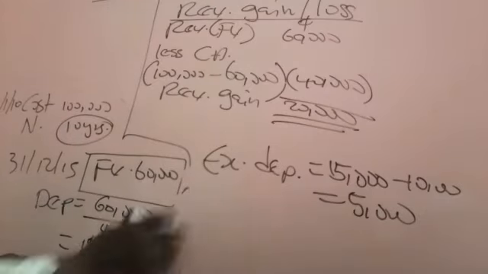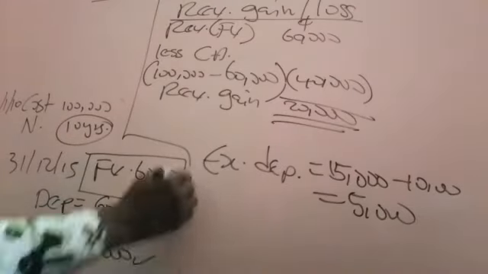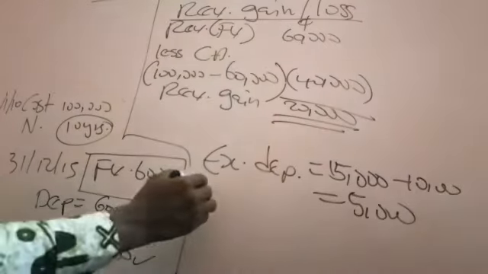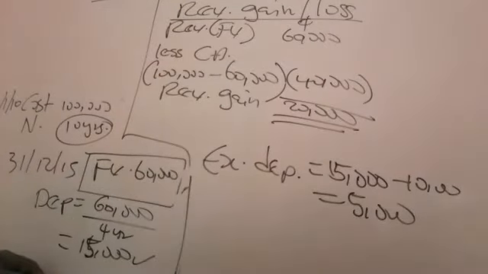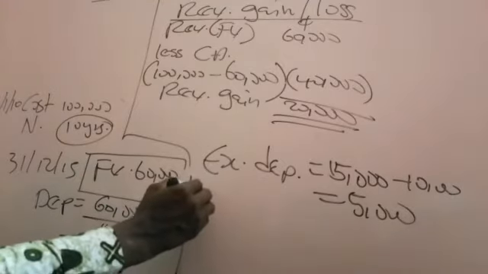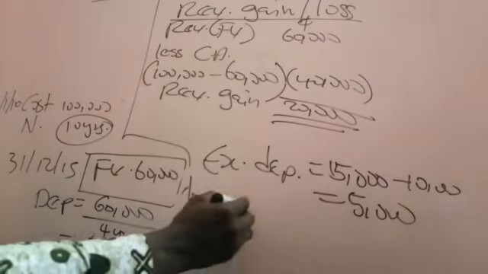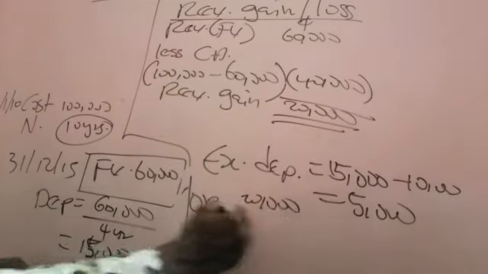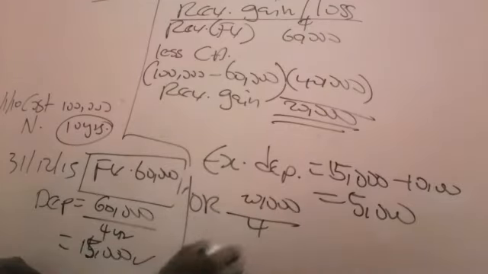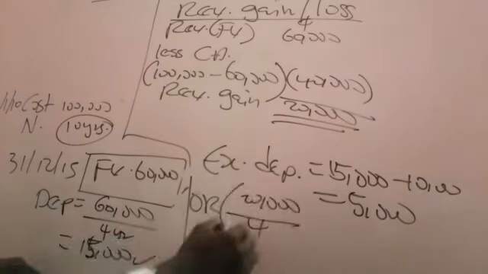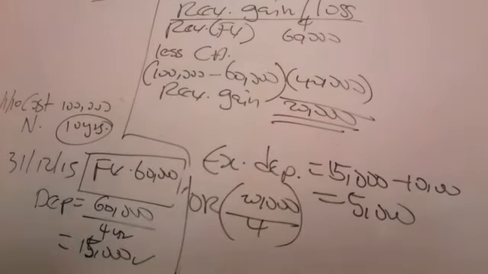Or alternatively, you can also pick the revaluation gain and divide it by the number of years remaining. So the revaluation gain of 20,000 divided by the useful life of 4 years also gives us the same answer, 5,000, an alternative. Now we know how to calculate the excess depreciation. What is left is the treatment.